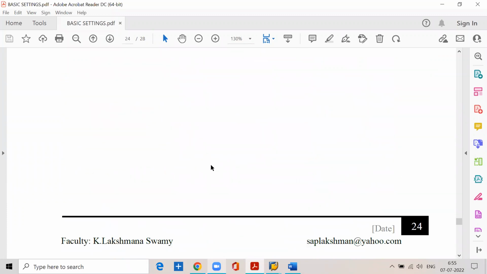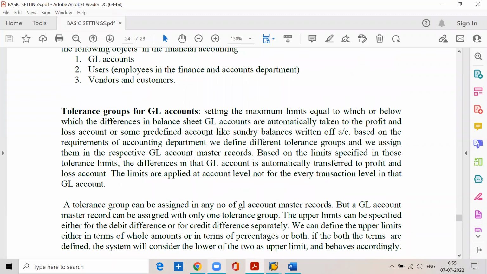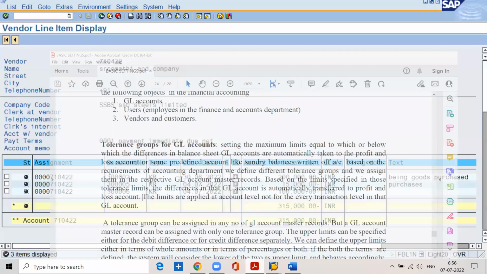Here, see, tolerance groups means setting the maximum limits equal to which or below which the differences in the balance sheet GL accounts are automatically taken to the profit and loss account or some predefined account like sundry balance written off account. So based on the requirements of the accounting department, we define different tolerance groups and assign them in the respective GL account master records. Based on the limits specified in those tolerance groups, the differences in the GL account are automatically transferred to P&L account.